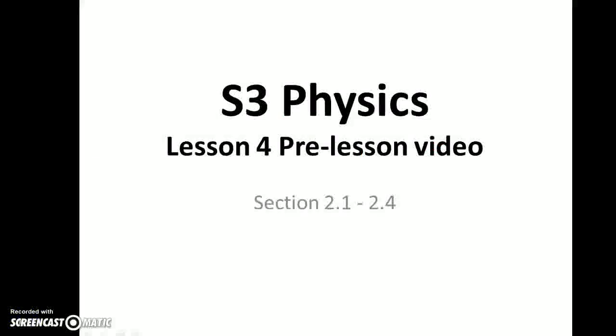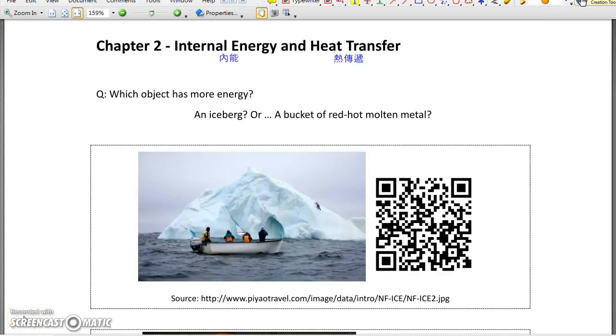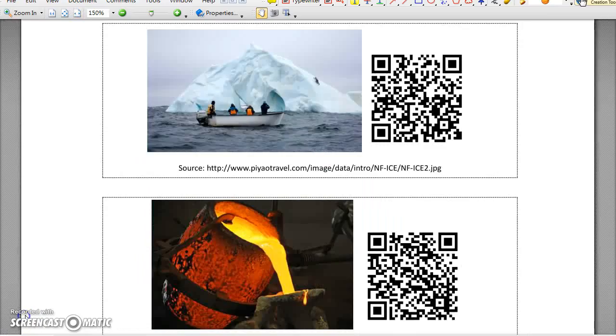Now let's move on to the pre-lesson video. Chapter 2. Internal Energy and Heat Transfer. Which object has more energy? An iceberg or a bucket of molten red-hot metal?